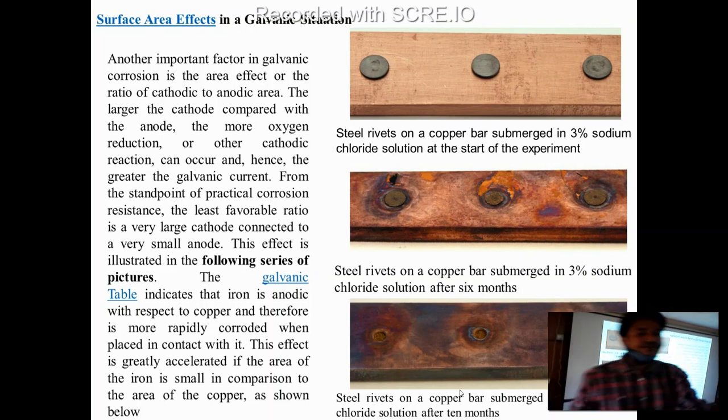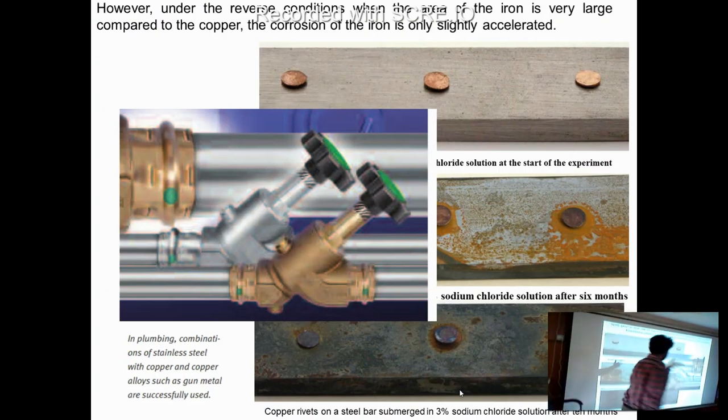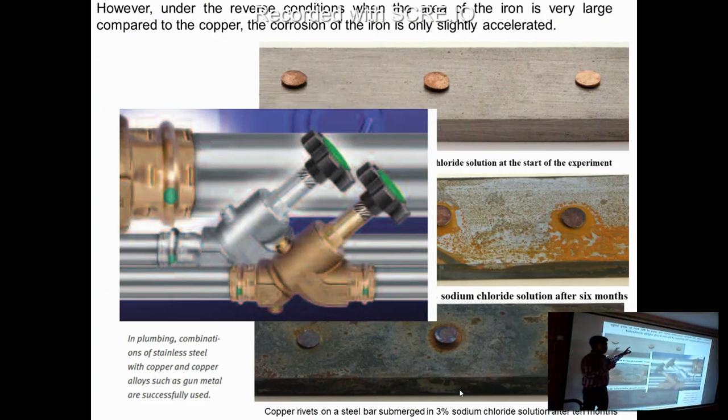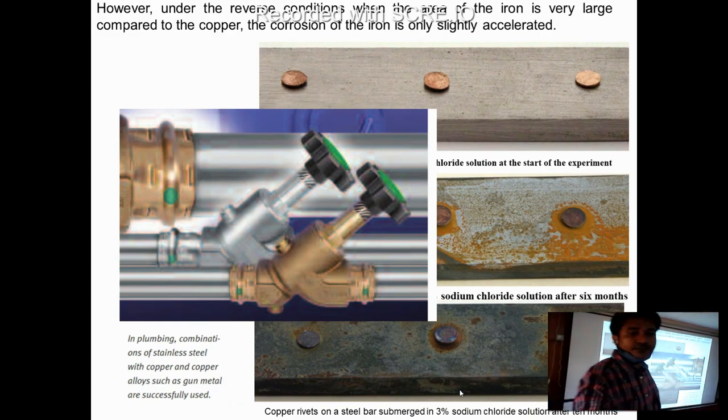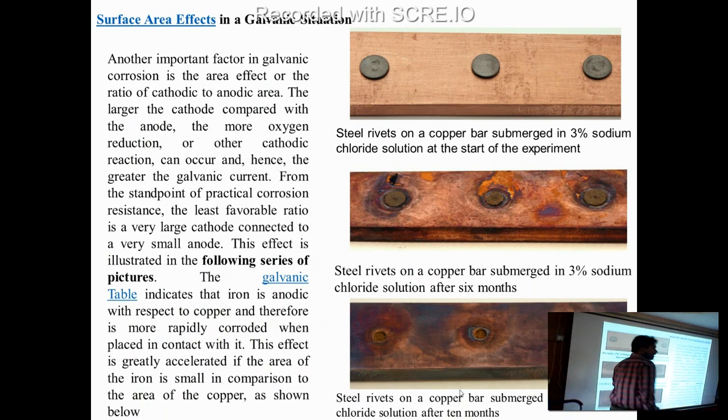Just reverse it. You reverse it. That means what I did? Instead of the copper bar, I took the iron bar or stainless steel bar. And instead of steel rivets, I have put copper rivets. Just reverse it. Earlier one is copper bar, steel rivets. Now, steel bar, copper rivets. Now we observe the scenario of the same thing after 3 months, 10 months in sodium chloride solution. You see, there is very little corrosion compared to the previous figure. If you go back to the previous figure, you see highly drastic corrosion.